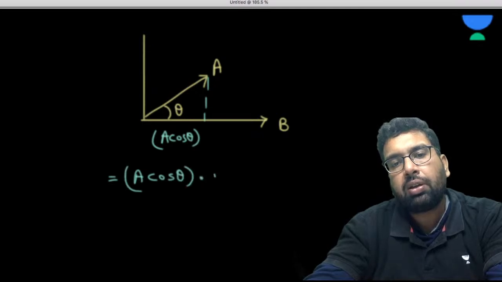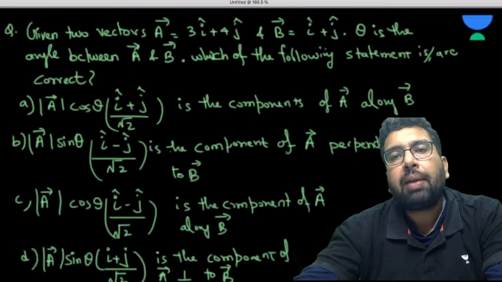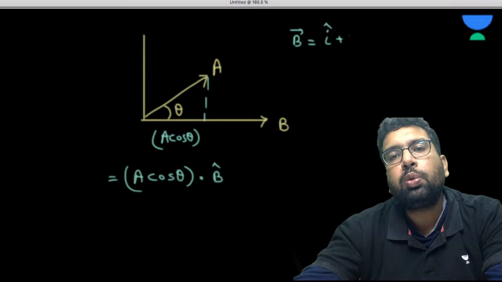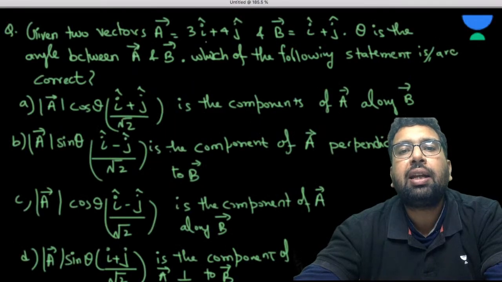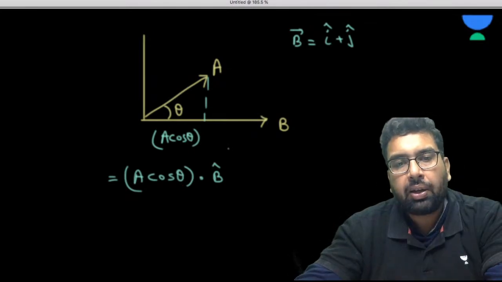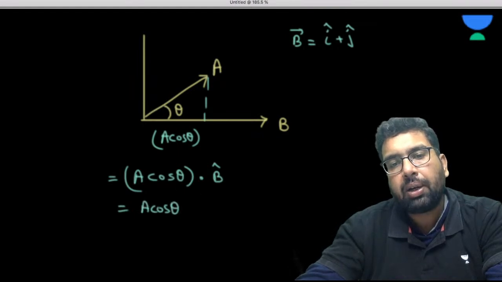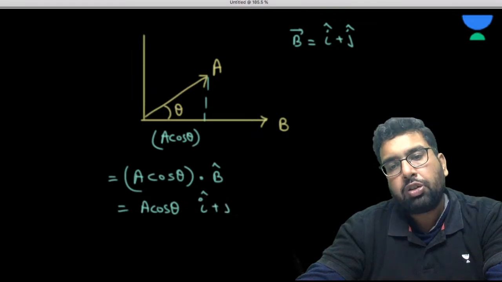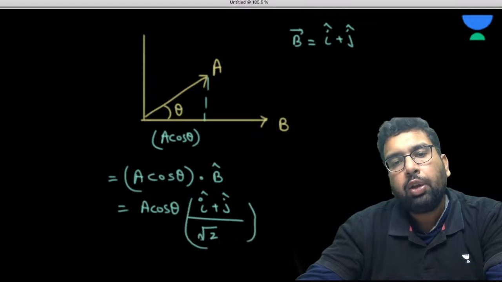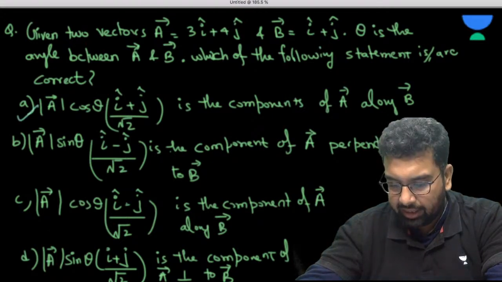And what is the direction, sir? It is B cap. Now B vector is given to you. B vector is i plus j. See, in this question, there is no use of the information that A is 3i plus 4j. So A cos theta is the magnitude and B cap is the direction. So A cos theta, and B cap is i cap plus j cap upon root 2. So the first option is clear. This is correct, and this is the easy part.